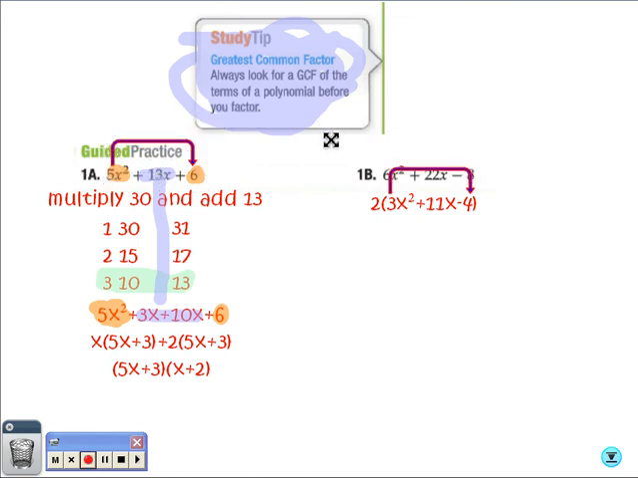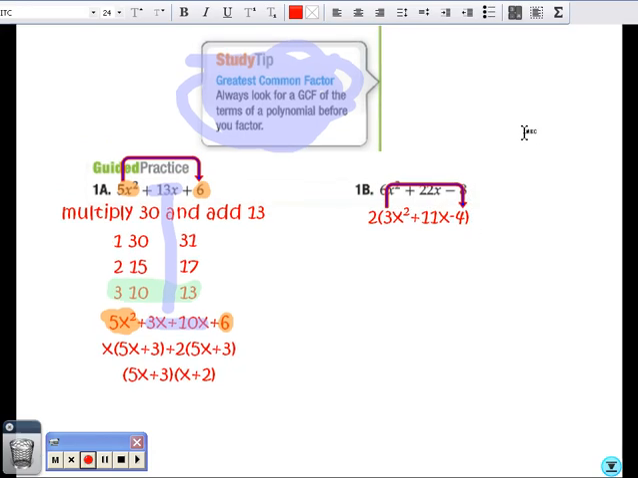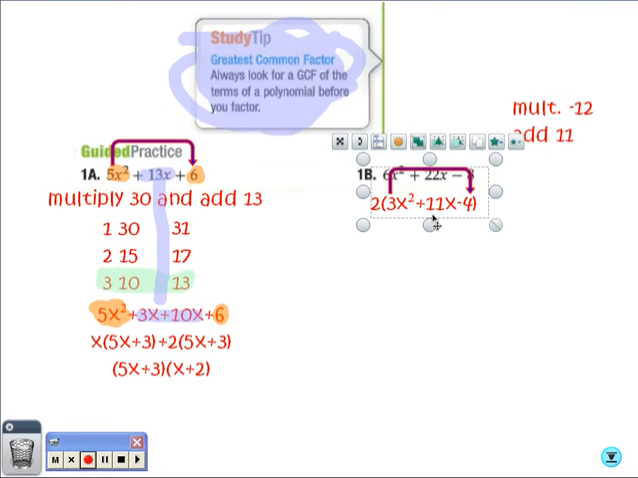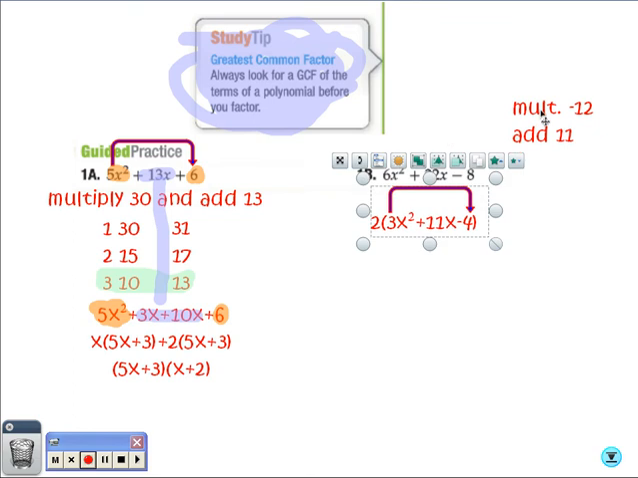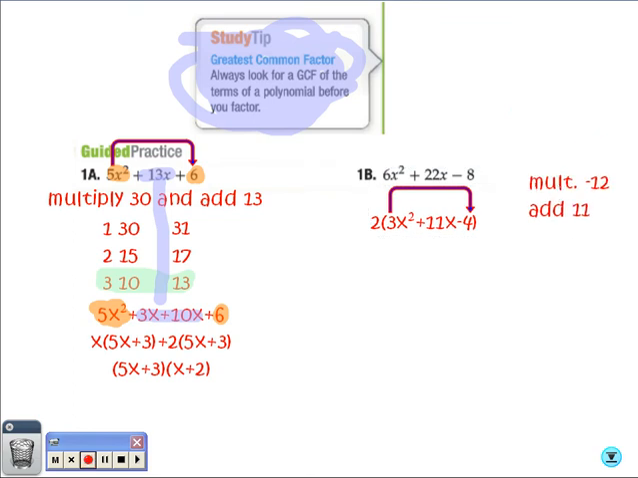Two numbers, we've got to multiply those two together. So two numbers that multiply to negative 12, but add to 11. Okay, that's the middle number. Two numbers that multiply to negative 12 and add to 11. All right, so that's what we're looking for. So let's make a list of our numbers.